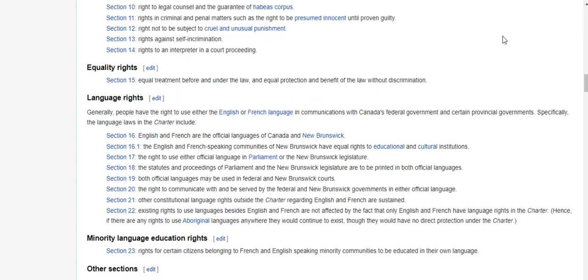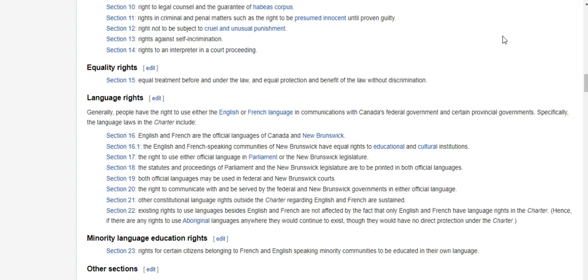Specifically, the language laws in the Charter include Section 16, English and French are the official languages of Canada and New Brunswick. Section 16.1, the English and the French-speaking communities of New Brunswick have equal rights to the educational and cultural institutions. Section 17, the right to use either official language in Parliament or the New Brunswick legislature. Section 18, the statutes and proceedings of Parliament and the New Brunswick Legislature are to be printed in both official languages.